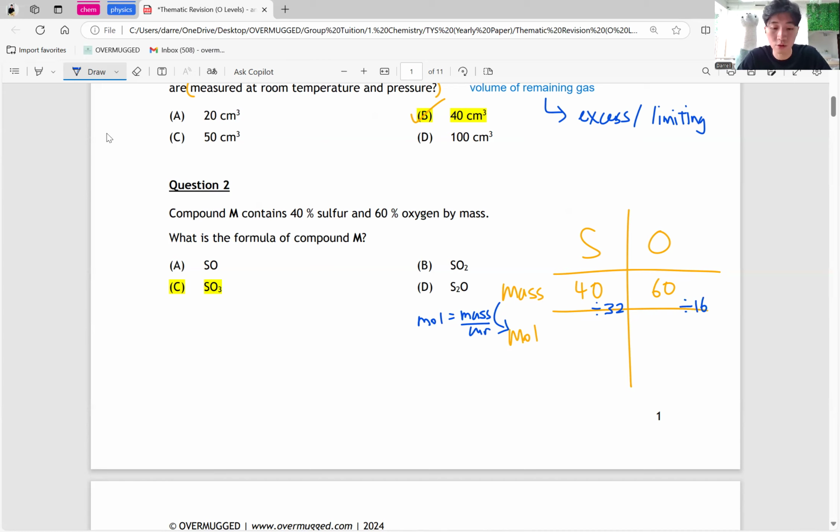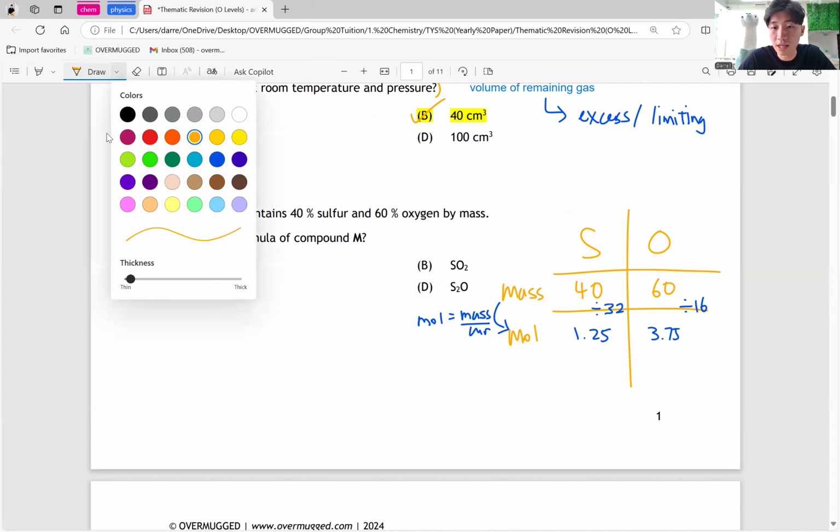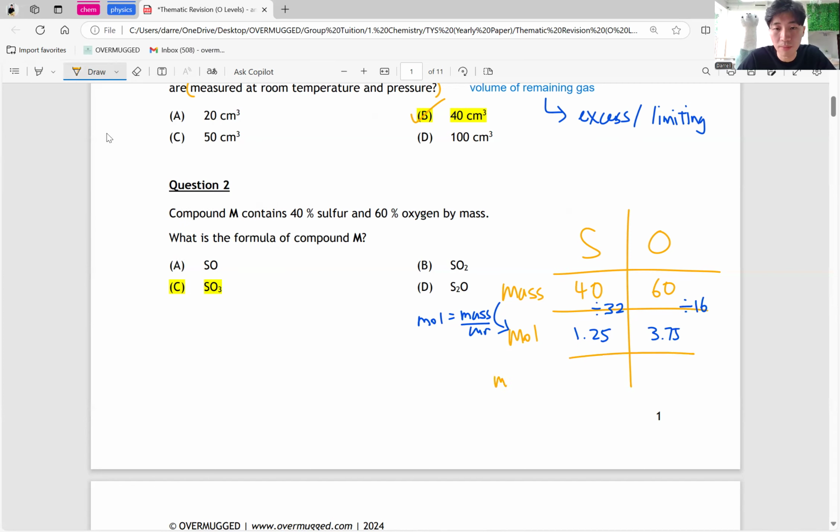I'm just going to take a second to key into the calculator over here. What you get is 1.25. And as for the oxygen, you're going to get a value of 3.75. At this point, you're not done, because it's very important to recognize that the final step is actually to determine our mole ratio. And over here, you can quite clearly see from a mathematical perspective, the mole ratio is 1:3, which means for every 1 sulfur, you have 3 oxygen.